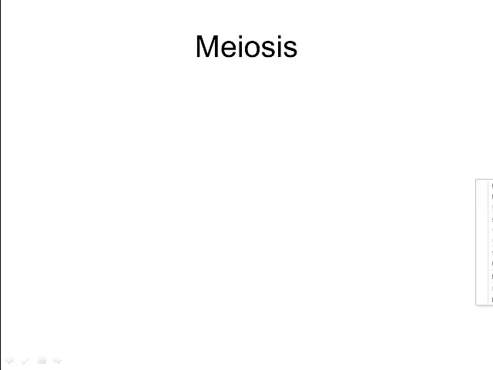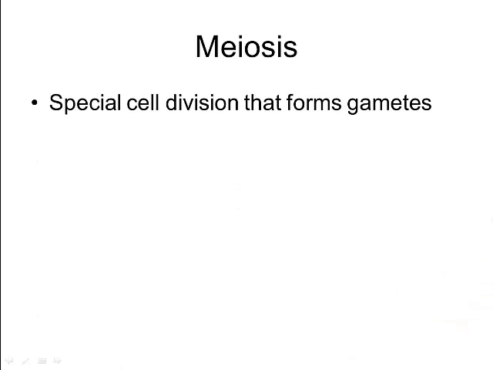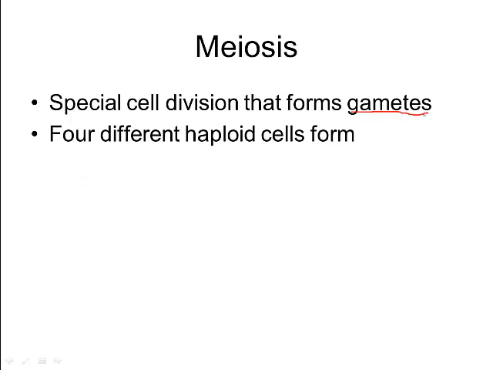Okay, this is podcast number 2 for Standard 2.7. In this podcast, we're going to take a look at the process of meiosis. Meiosis is a special kind of cell division that is used solely for the formation of gametes. And at the end of meiosis, you're going to end up with 4 cells that are genetically different from each other and that are haploid.